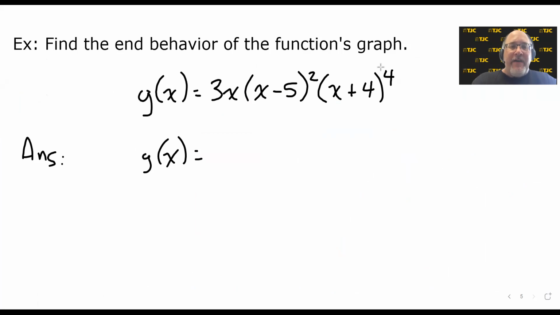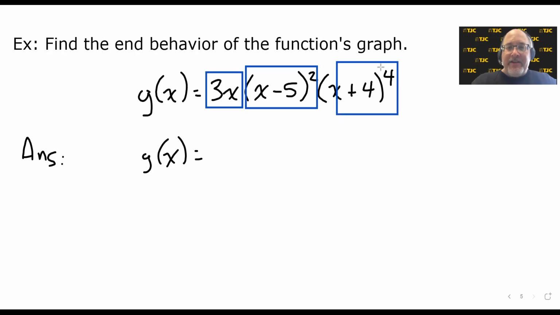This function has three factors: 3x, x minus 5, which is squared, and x plus 4, which is raised to the fourth power. The first factor of 3x only has one term, so its leading term is 3x. The second factor has two terms, x and minus 5. Its leading term is x, but that factor has a power of 2, so we'll bring it along. And the third factor, x plus 4 to the fourth power, has two terms on the inside. The leading term is also x, but that factor has a power of 4.